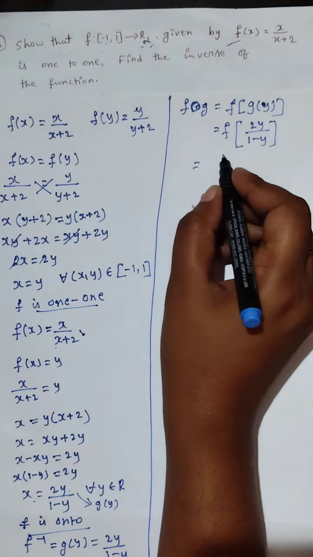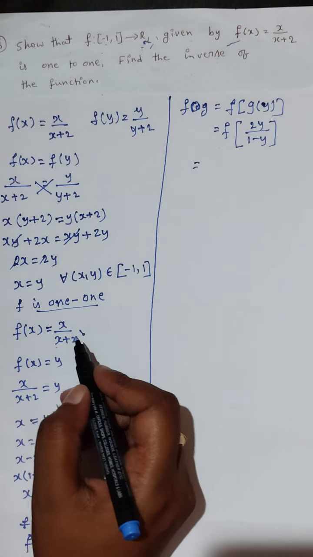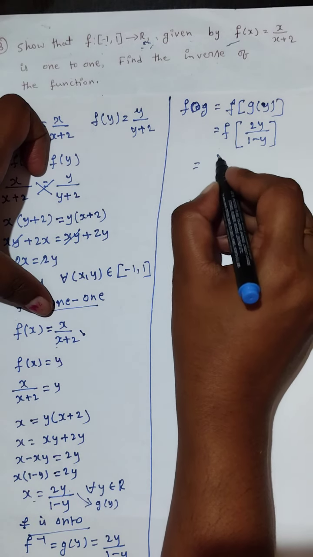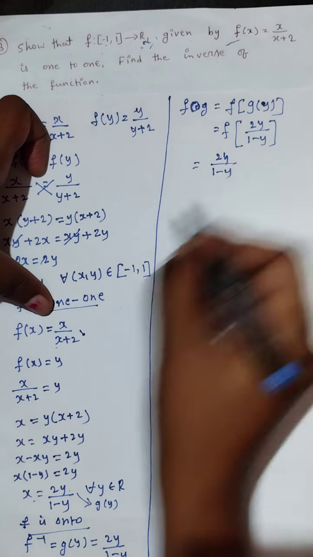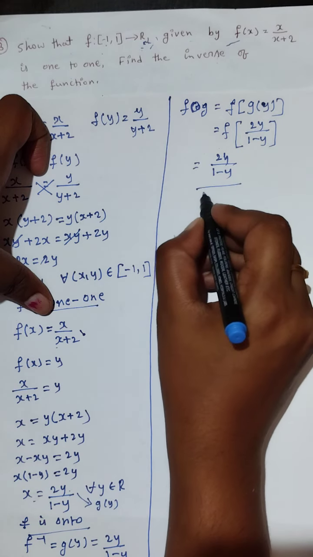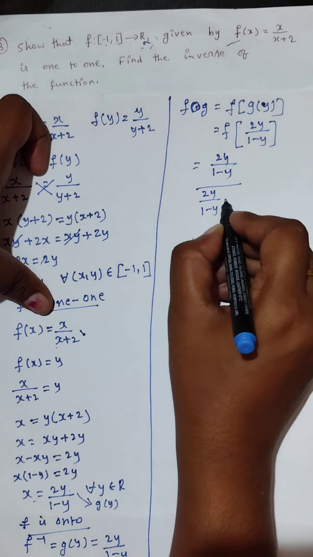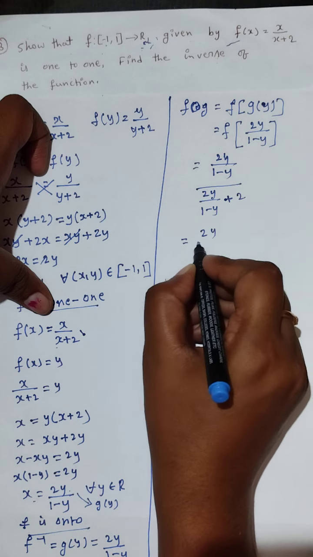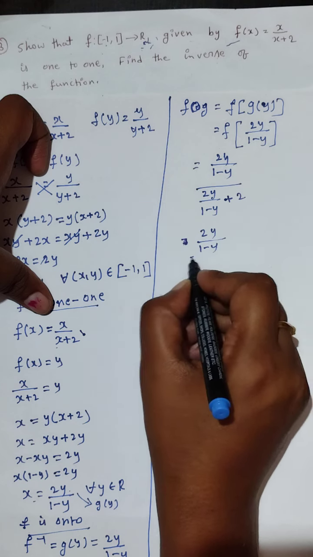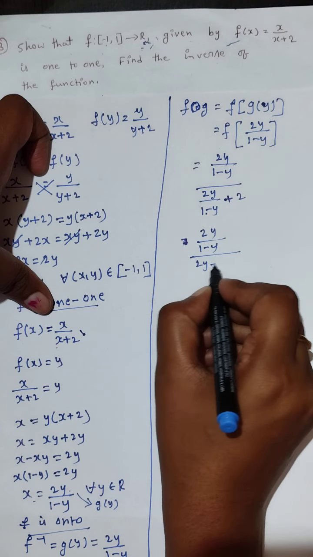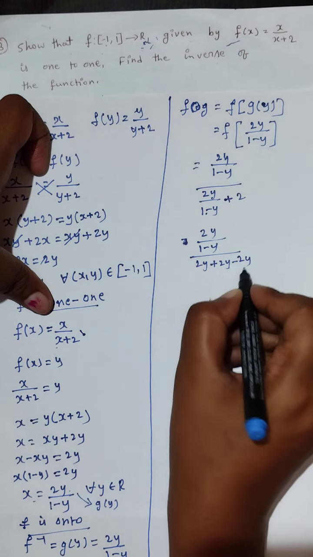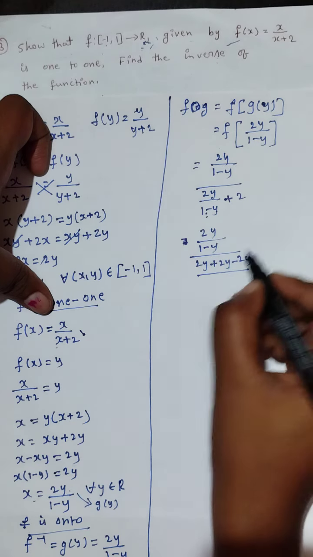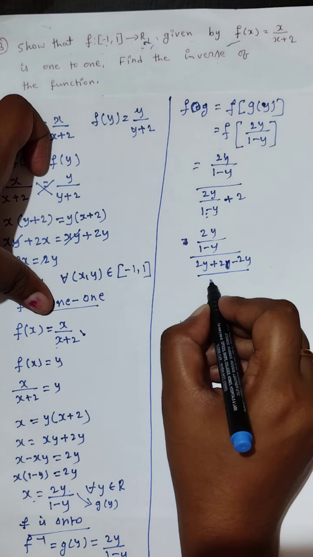What is our f of x? We know that our f of x is x by x plus 2. So in place of x you put this 2y divided by 1 minus y, over x plus 2, which is 2y by 1 minus y plus 2. Now you simplify this: 2y divided by 1 minus y, whole divided by, take LCM, 2y plus 2 minus 2y, divided by 1 minus y.